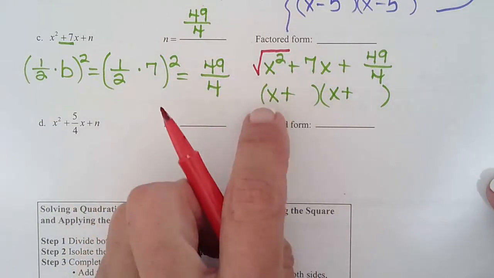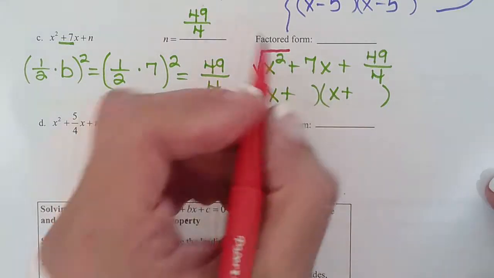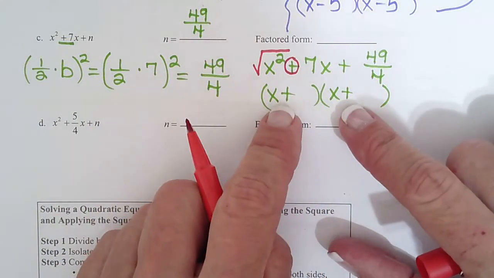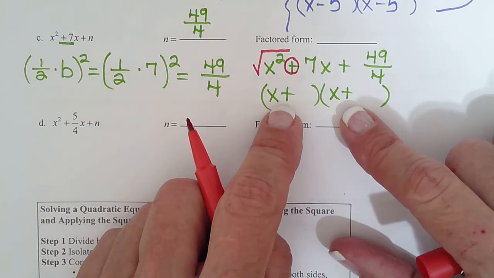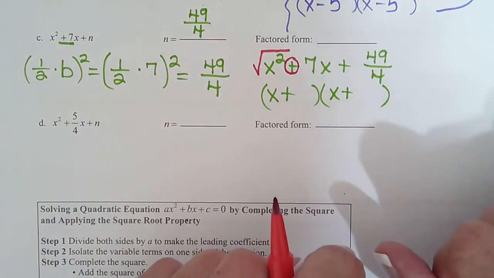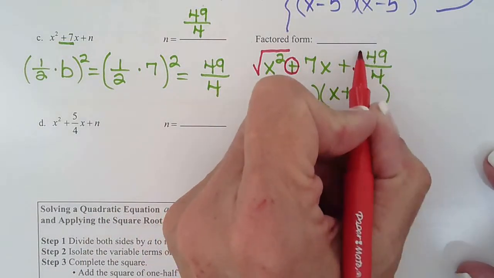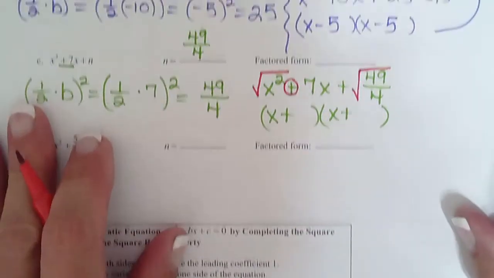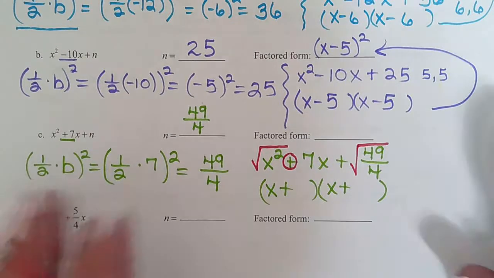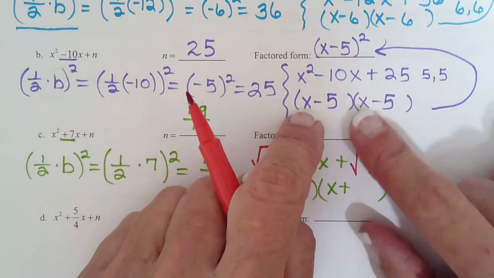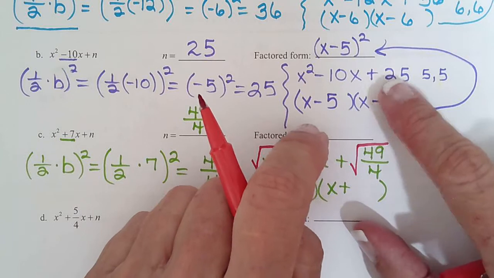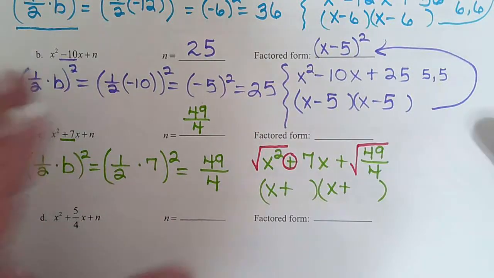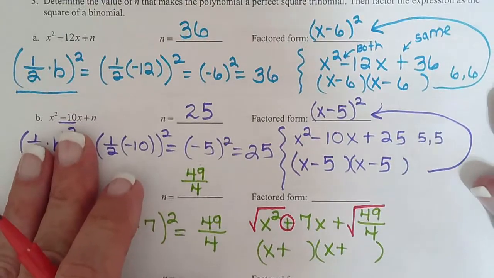The square root of this goes in both the first slots. This is the sign that you're going to use in both. And the square root of this is what goes in both the second slots. So you probably didn't even realize it, but if you took the square root of x squared, you get x. You brought down this sign. If you take the square root of 25, you get 5. So you didn't even realize you're doing it, but that's the pattern.